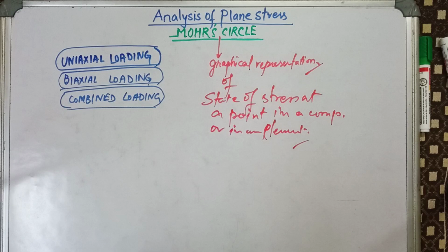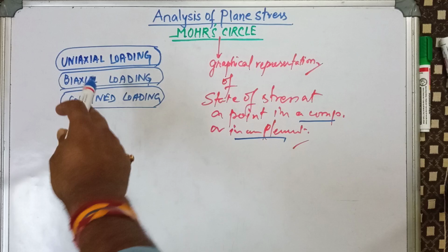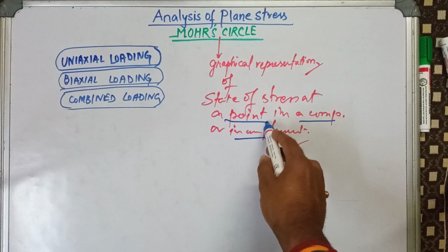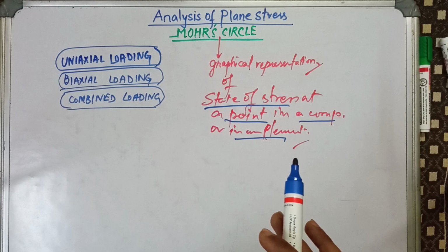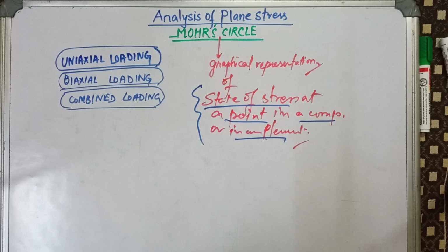Now, you don't know which component we are talking about. How is it loaded? Uniaxial, biaxial, combined. We will come to that. Which point are we talking about? What is the meaning of state of stress? We don't know these things. So this definition is not clear to us, and it is my duty to make you understand each and every term in this definition. Are you able to understand? So our objective is to find out the state of stress for different types of loading condition.